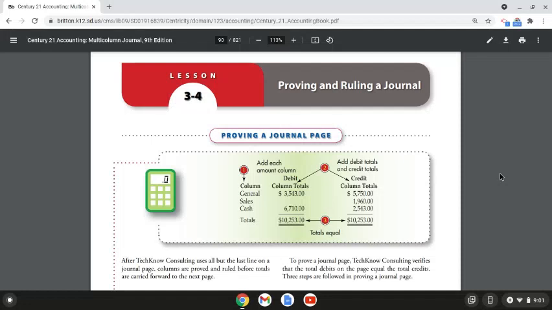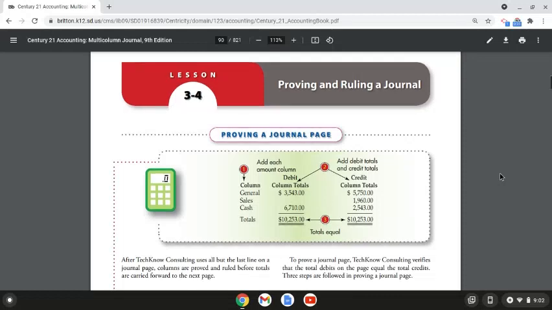Alright, so as I had stated before, I'm going to be going over the 3-4 text. And in this lesson, we'll be talking about proving and ruling a journal. And this, believe it or not, is the last lesson in Chapter 3. That's right, after I finish recording, editing, and uploading this video, along with the 3-4 work together, we'll be done with Chapter 3, and we'll be moving on to Chapter 4 very soon. But anyway, let's jump right into the 3-4 text.